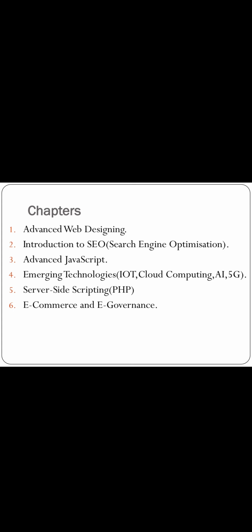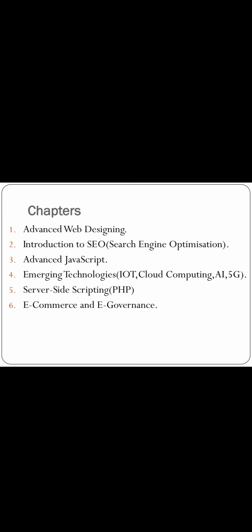Next, moving on to the fourth chapter. The fourth chapter is emerging technologies. What are emerging technologies? Emerging technologies means the technologies which are right now in boom, which are coming into existence and which will be widely used by us, the clients. There are a few emerging technologies like IoT, cloud computing, AI, which stands for artificial intelligence, and 5G. 5G is fifth generation. I'll tell you a few points about these technologies.